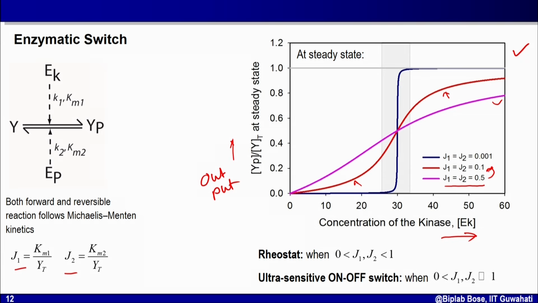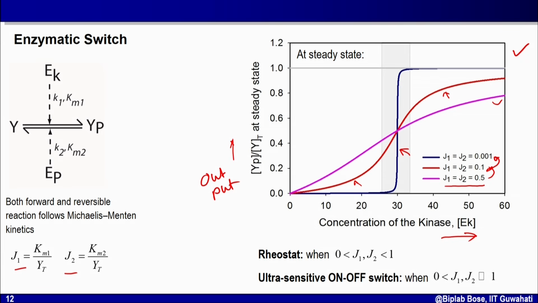Now make J1, J2 further small. Now I have taken J1 and J2 both equal to 0.001, very small. Then this sigmoid becomes very sharp, this blue line. So what is happening? As I am making J1 and J2 very small with respect to 1, then these sigmoidal curves are becoming very sharp and I am getting a sharp S-type thing.